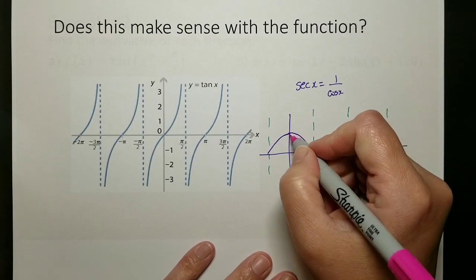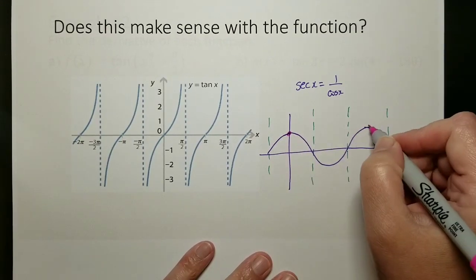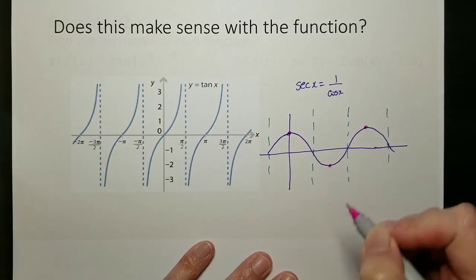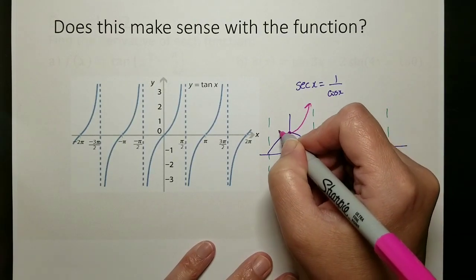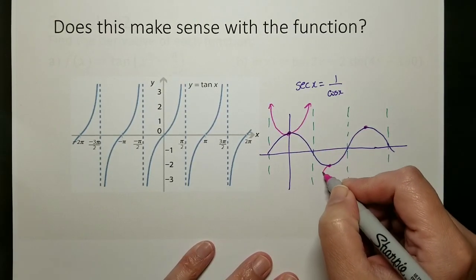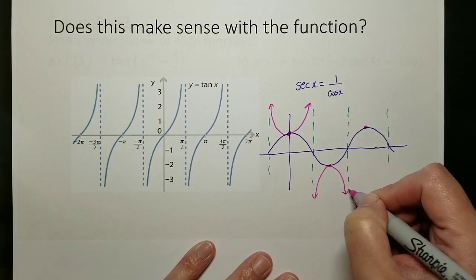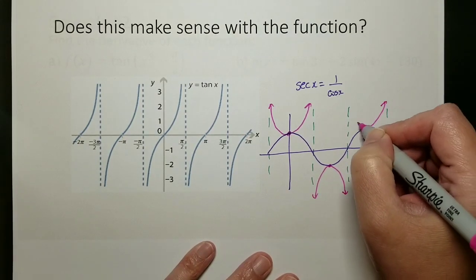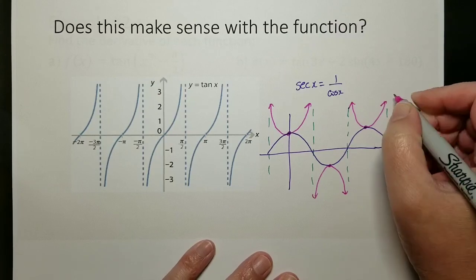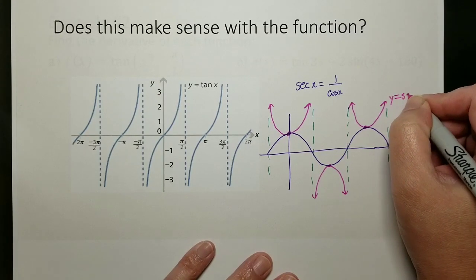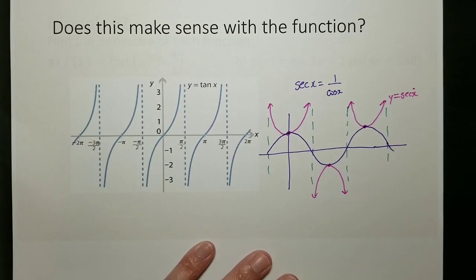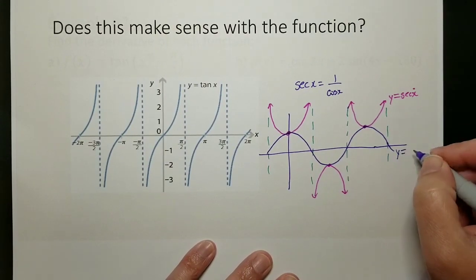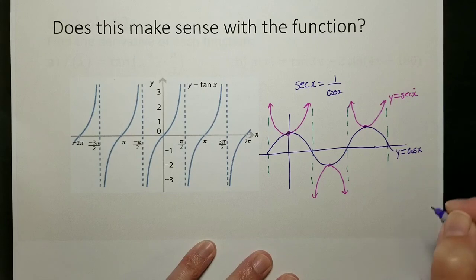Here, wherever there was a 1 or a negative 1, those would be the invariant points. This would go up like that, and these would be negative, down like that, and these would be positive, up like that. So this is y equals secant x. You can Desmos this as well. And this is y equals cos x, the purple.